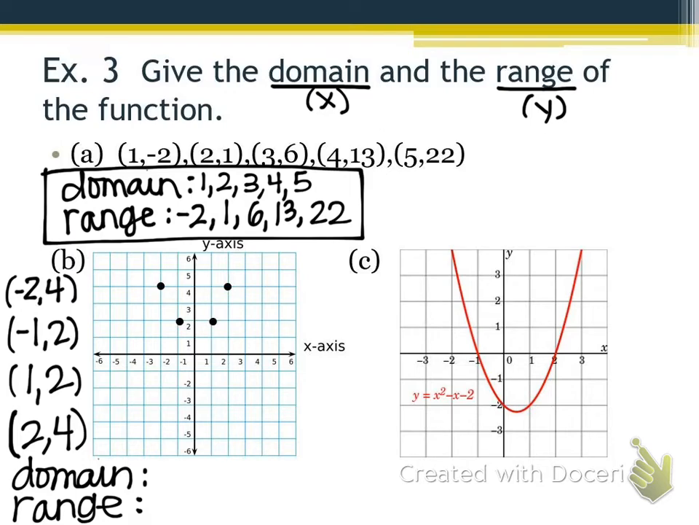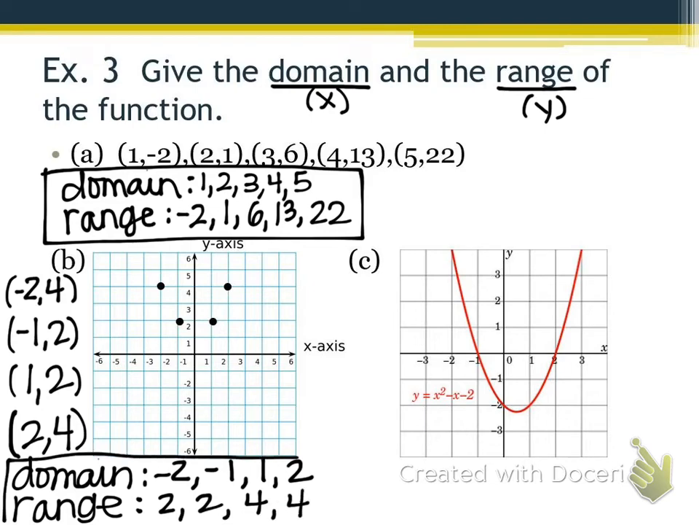Michael? -1, 1, -2, 2. All right, let's do it from least to greatest. So it would be -2, -1, 1, and 2. And then what would our range be? Shonda? 2 and 4.